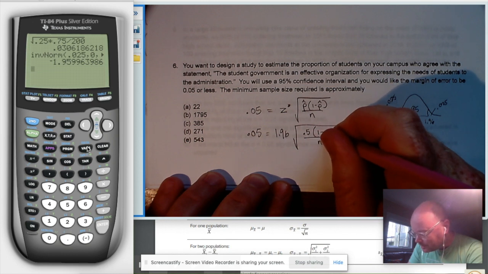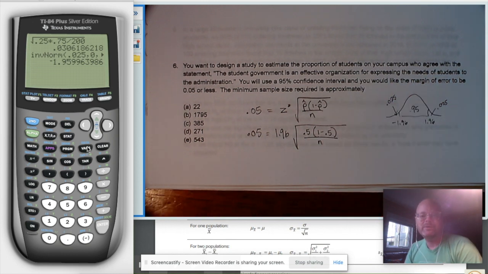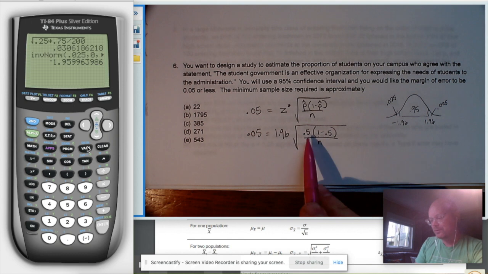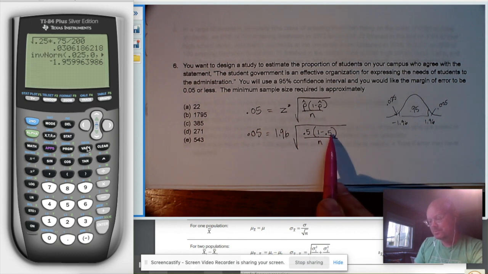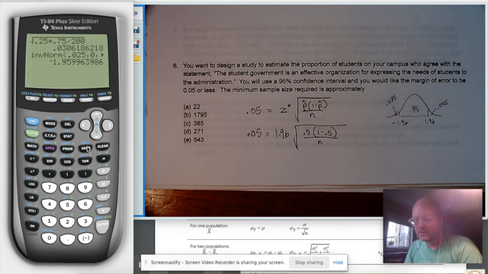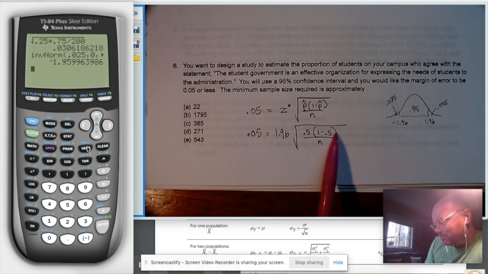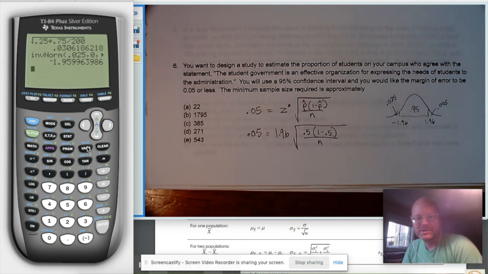Why? Because 0.5 maximizes, by using 0.5 up here, 0.5 times 1 minus 0.5, that gives you the biggest possible numerator in this formula. If you pick any other decimal than 0.5, then you're going to end up with a smaller margin of error. And we want to guarantee that it's never going to be bigger than 0.05, so we want this numerator to be as big as possible. And the number that does that is 0.5.